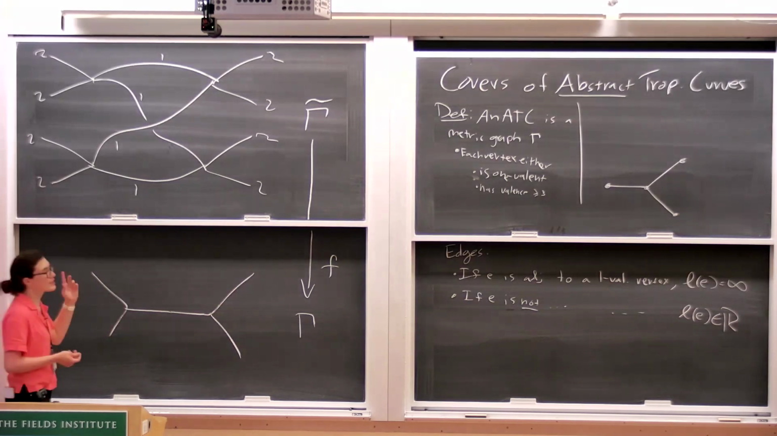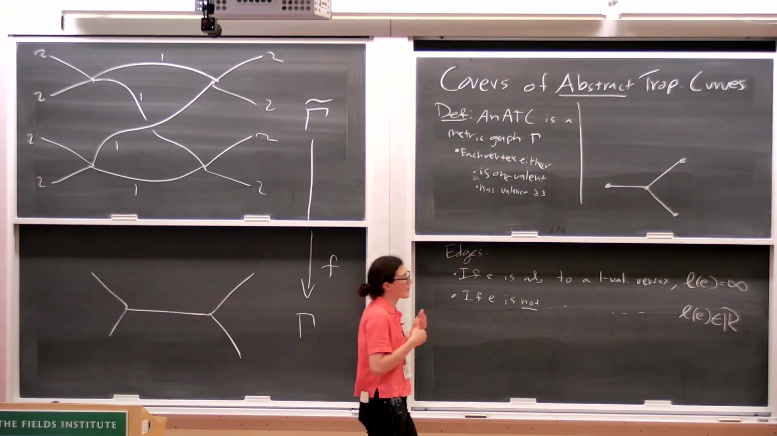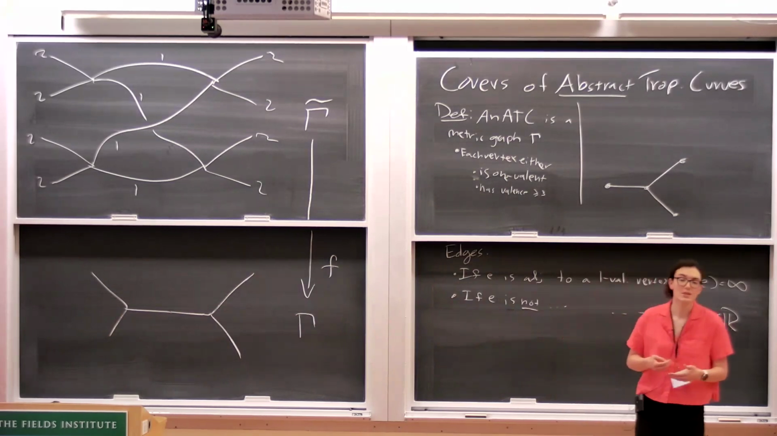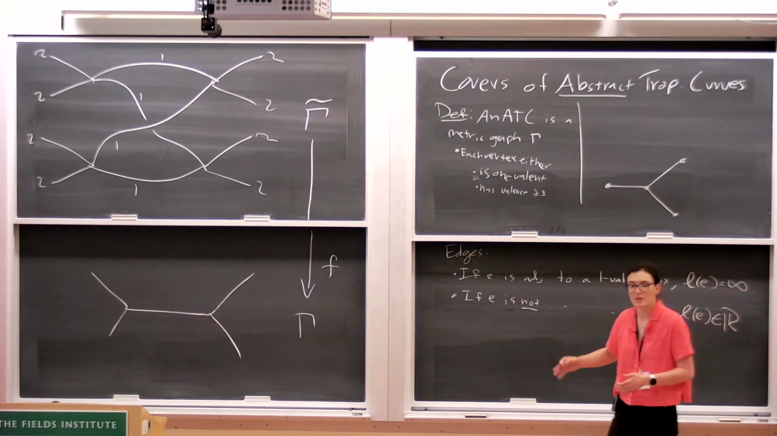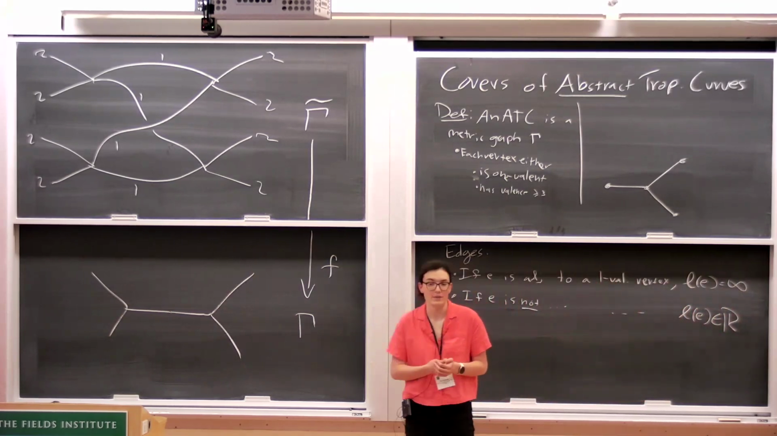And these numbers, the reason we want them to be integers, there's a certain way that they correspond to the ramification indices of a cover of the Riemann sphere. And that's actually one way we can construct these covers, is by looking at a ramified cover of the Riemann sphere.